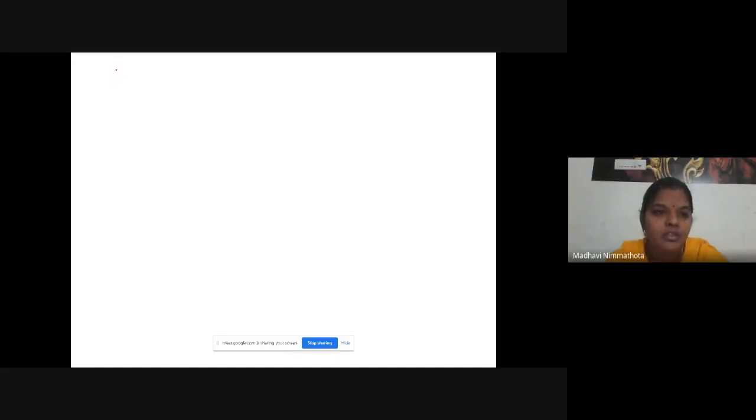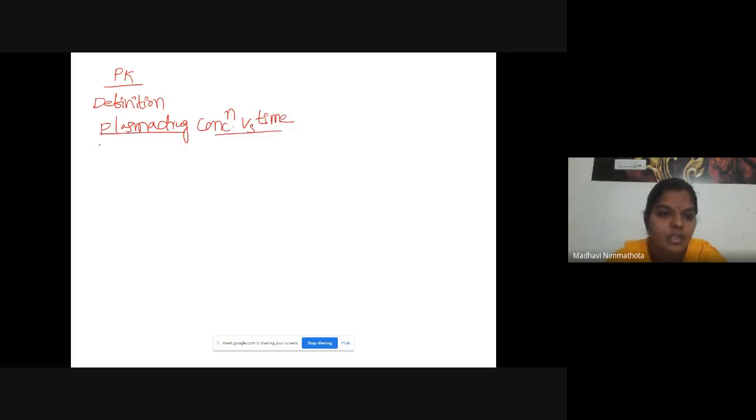What I am discussing is pharmacokinetics. You read various definitions, then the relationship between the plasma drug concentration versus time. This is the most important curve in your syllabus. Then the third one is order of reactions.